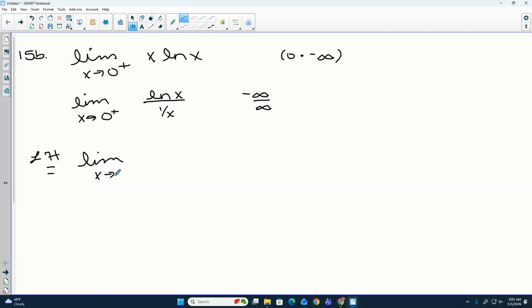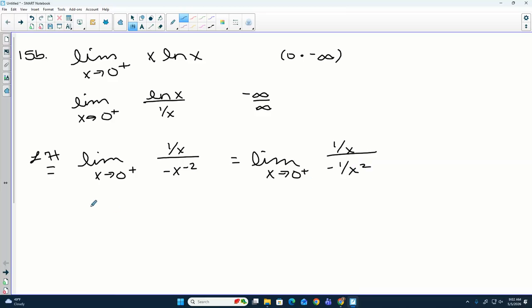L'Hopital's says you can take the derivative of the top, so the derivative of the natural log is 1 over x. You can take the derivative of the bottom. 1 over x is like x to the negative 1, so the derivative will be negative x to the negative 2. Remember, this is not a true derivative because we didn't do the quotient rule. It's just the top and bottom separately. This means 1 over x and negative 1 over x squared.